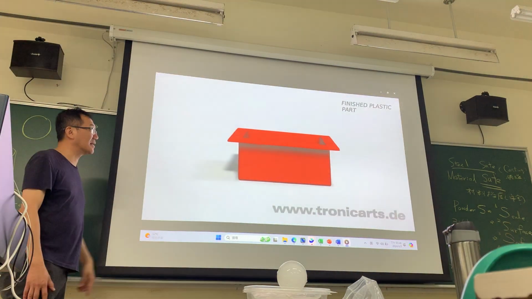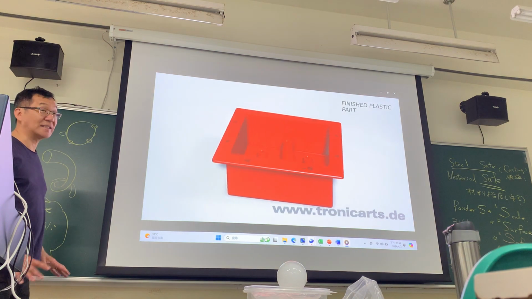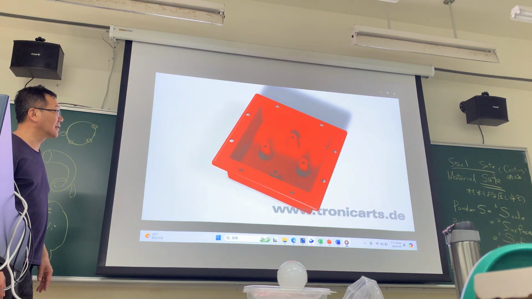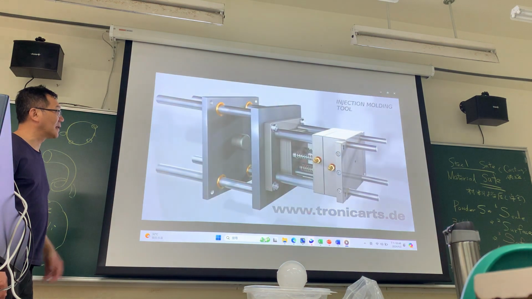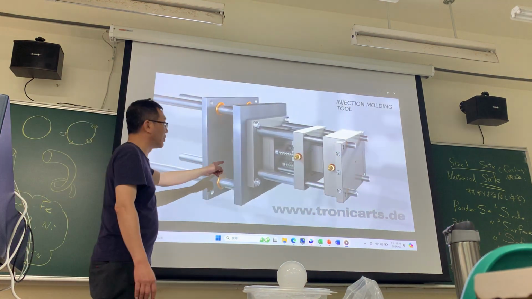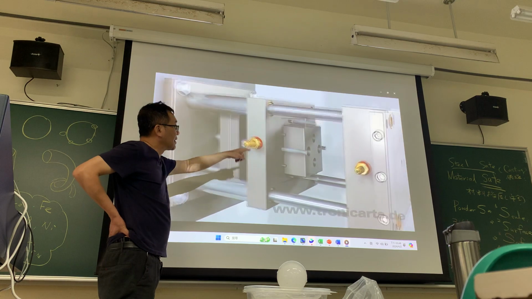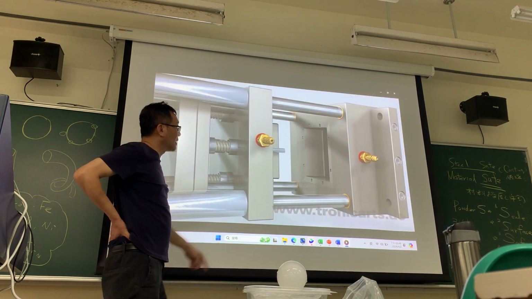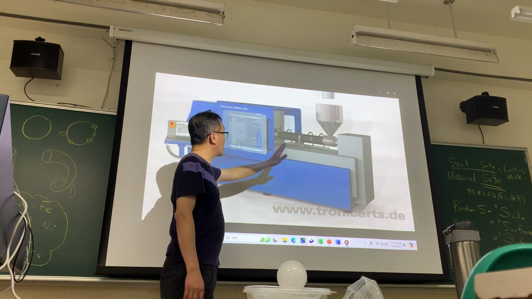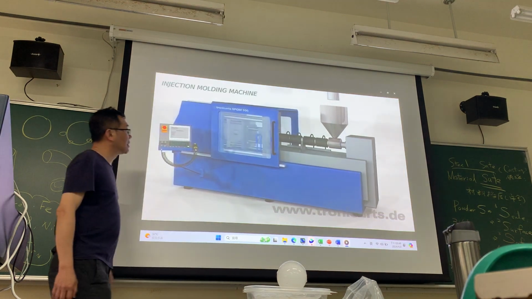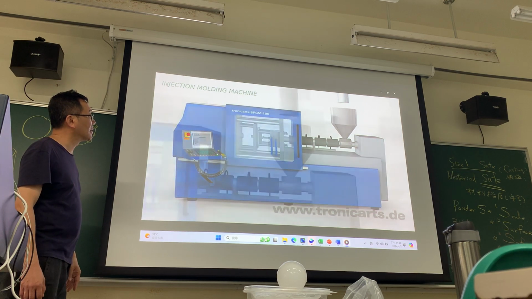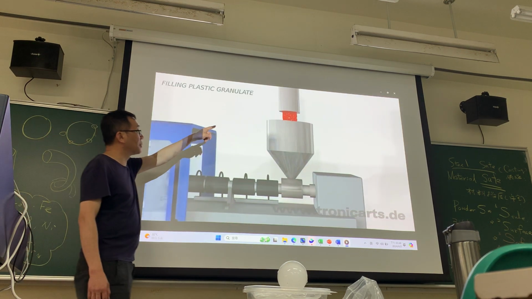Okay, this is our part, plastic, like a box. Then this is the die. There is more than one die. This is the cavity inside. The cavity features, and this core is inside. And then we will put in the powder.